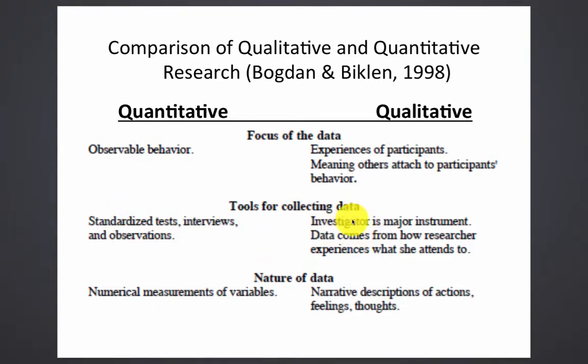In qualitative inquiry, on the other hand, the researcher is the major instrument of data collection. The nature of the data, it's pretty obvious. We're dealing with numerical measurements of variables in quantitative research versus narrative descriptions of actions, feelings, and thoughts. And those can be in the form of interviews, focus groups, documents, emails, whatever it is we might have access to that is actually substantive narrative description.